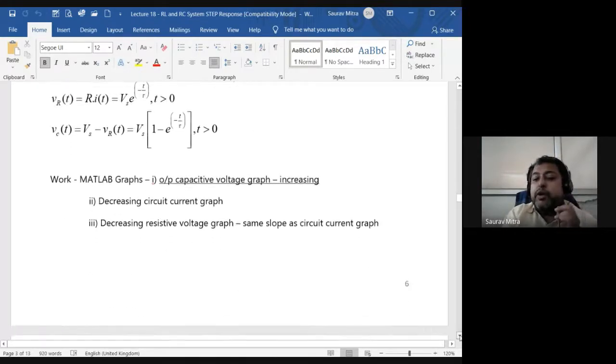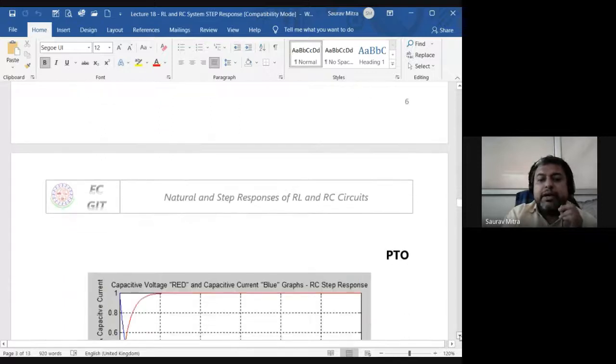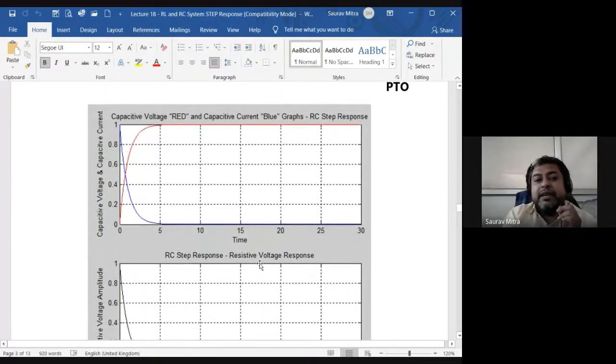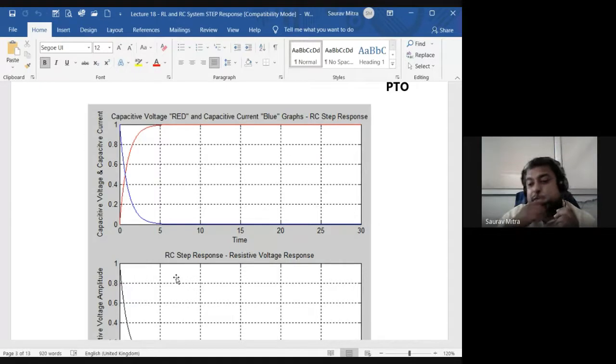And then we are going to plot it. If you plot it, you will find exactly the same thing, but I will tell you the changes in this case. Red is the capacitive voltage, and blue is the capacitive current. What was the property of the inductor? At the transient time, at t equal to 0, the inductor was an open circuit, and as time goes by, the inductor is short circuited. The capacitor is the exact opposite.